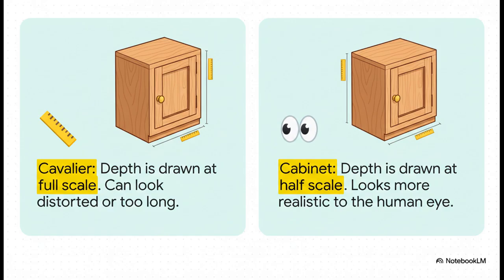If you draw those depth lines going back at their full, true length, that's called cavalier projection. The problem? It often looks kind of stretched out and distorted. So to fix this, architects use what's called cabinet projection, where they simply cut that depth measurement in half. It's technically less accurate, sure, but it looks way more realistic to our eyes.